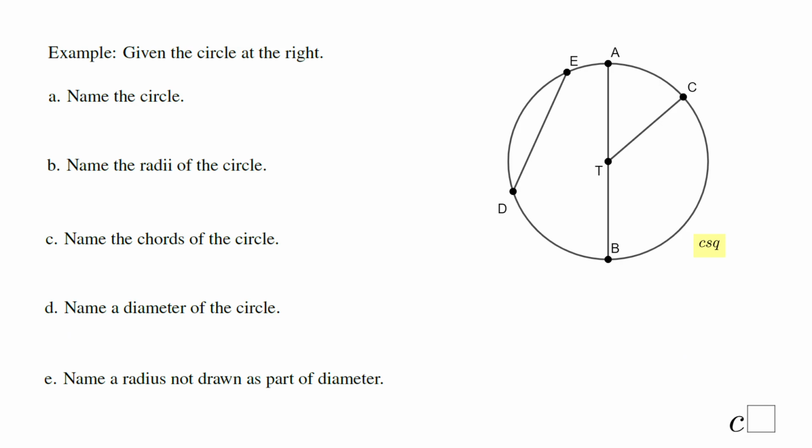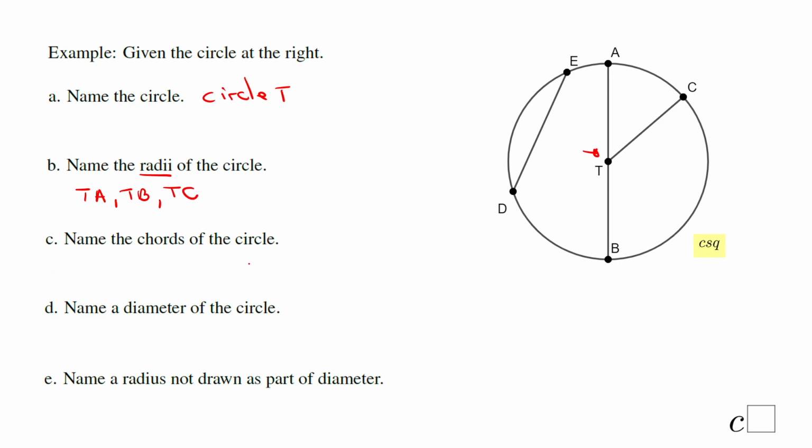Let's take a look at this example. We need to name this circle first. So this is what I call circle T, because the center is T. Name the radii of the circle. By the way, this is the plural of radius. So we have TA, we have TB, and we have TC. These are three radii of this circle.